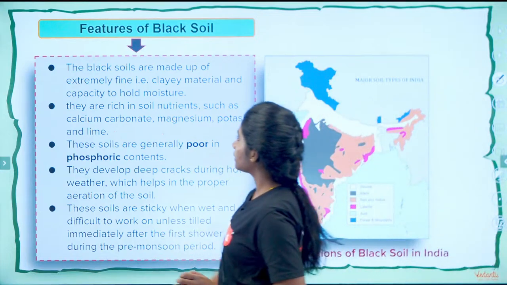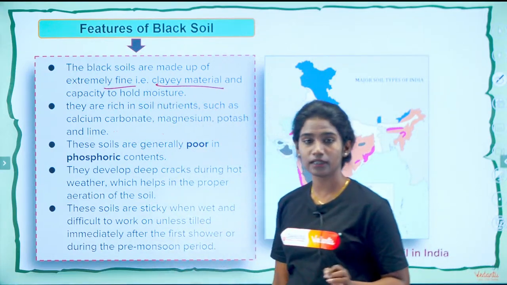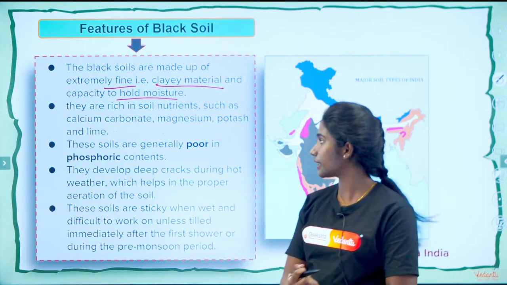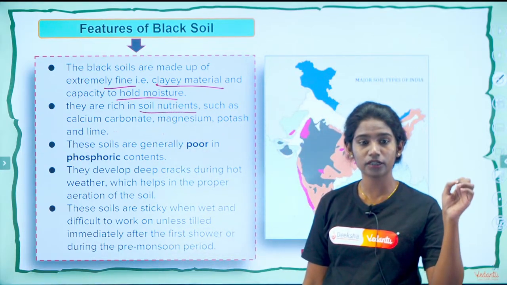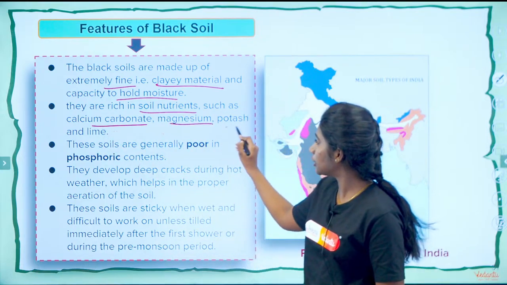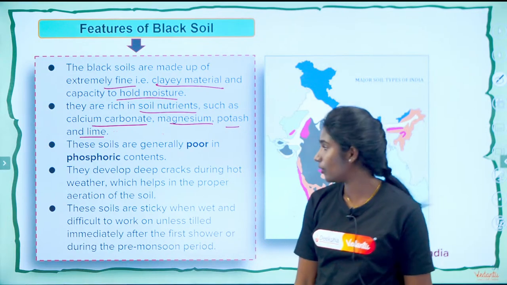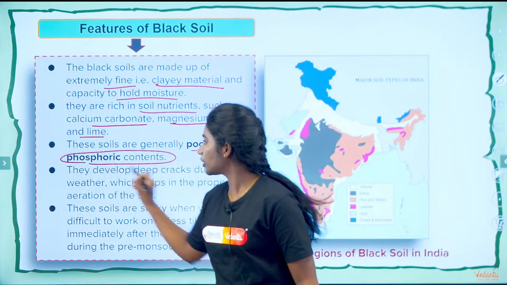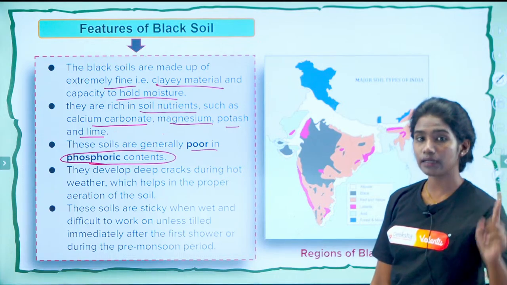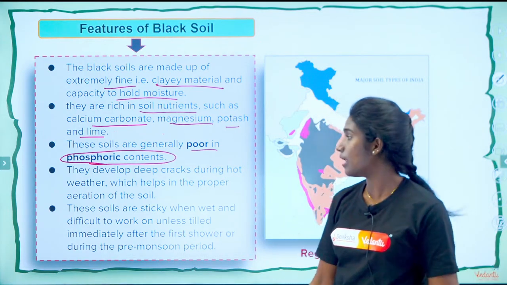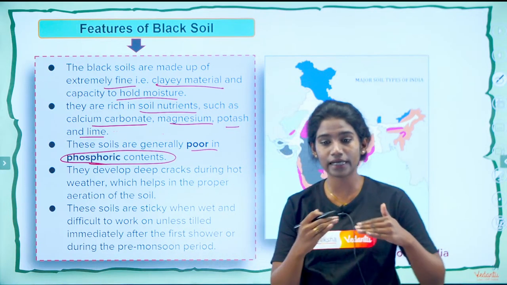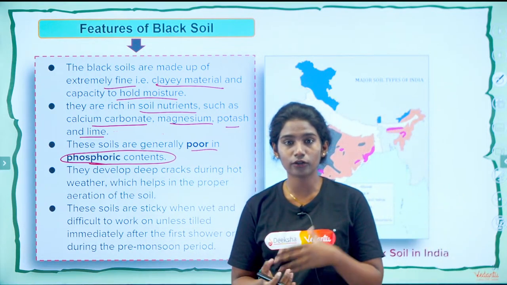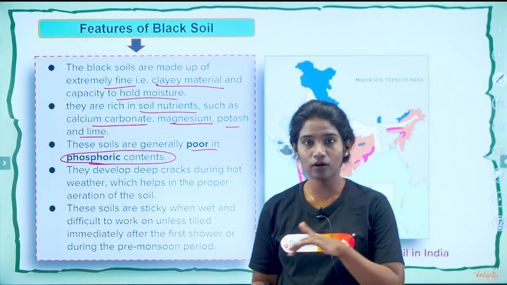Okay, and then the black soil is made up of extremely fine clay material. It has the capacity to hold moisture, right? And they are rich in soil nutrients such as calcium carbonate, magnesium, potash and lime as well. These soils are generally poor in phosphoric content. So remember this, students: the phosphoric content was rich in alluvial soil, but in black soil the phosphoric content is less. And they develop deep cracks. You would have seen the black soil during summer, when cracks develop on the surface.